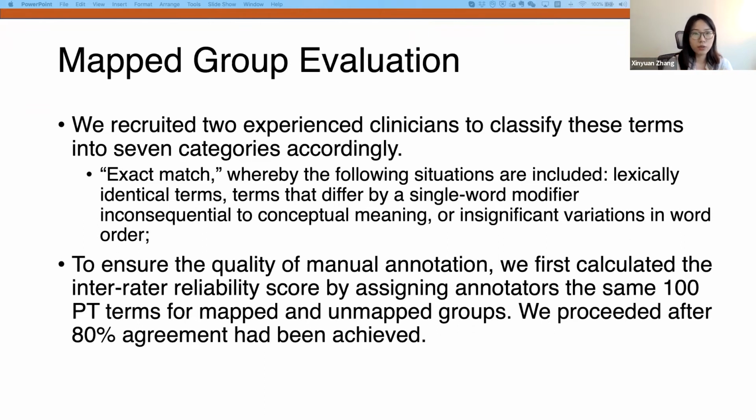And so for the map group evaluation, we recruited two experienced clinicians to classify those terms. To ensure the quality, we first calculated the inter-reader reliability score by assigning them the same 100 terms for both evaluations that we did, and we only proceeded with our evaluation once they reached 80% agreement.